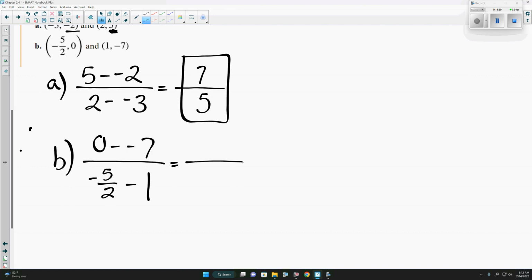Now this one here is a little more quote-unquote challenging, mainly because we have a fraction and a fraction. That's the only real thing here. The numerator 0 minus negative 7 is just 7. Negative 5/2 minus 1 is negative 7/2. Which would give us negative 2.